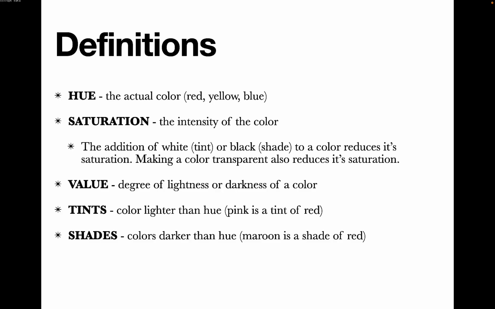If you think of a color image, and then you took away all the color, it would be black and white, and that's completely desaturating it. Value is the degree of lightness or darkness in a color, how light or dark it is. Tints, like we just talked about, are lighter than the hue. So it's the hue but lighter. Pink is a tint of red. And shades are colors darker than their hue. Maroon is a shade of red.